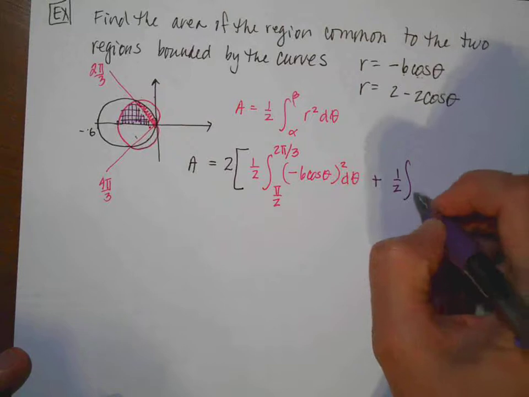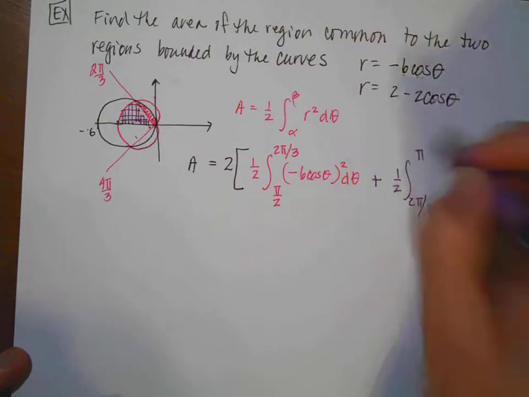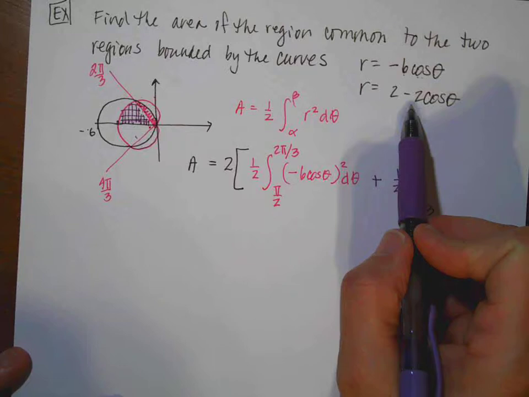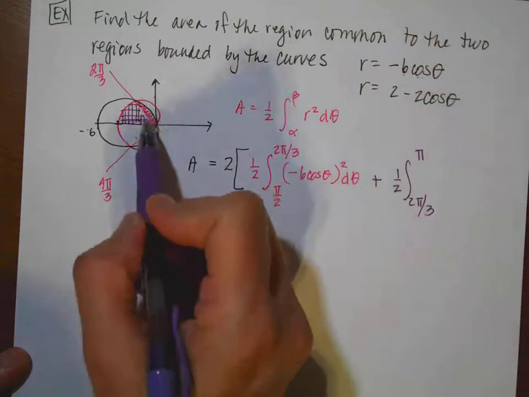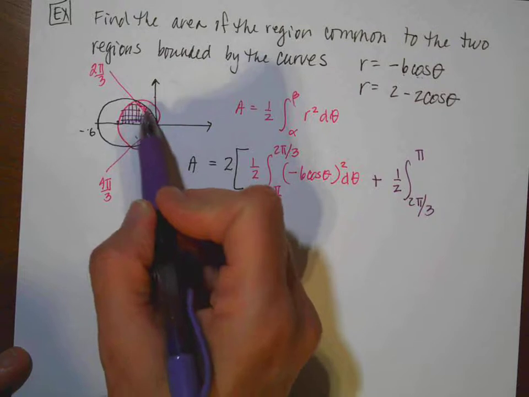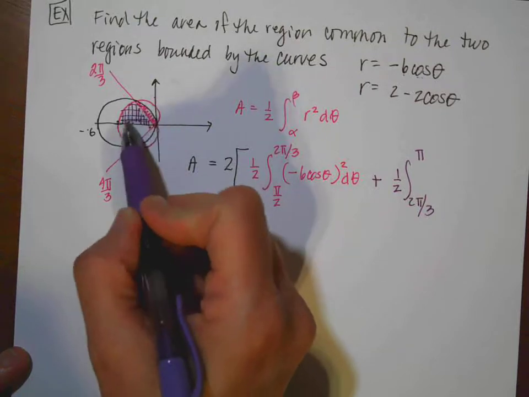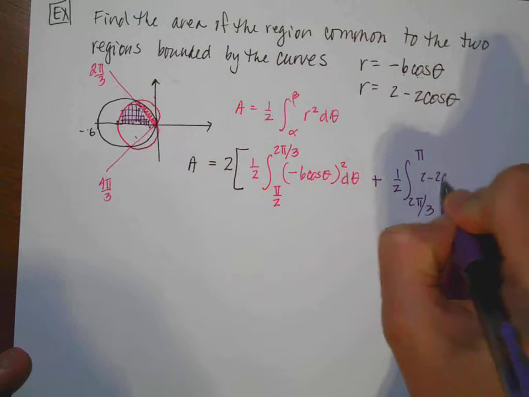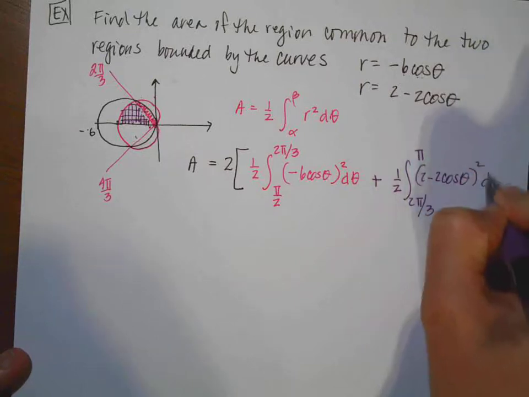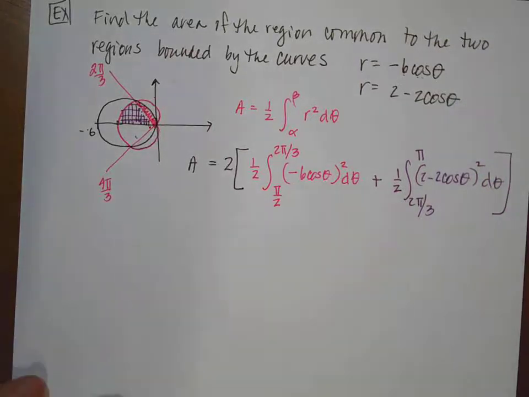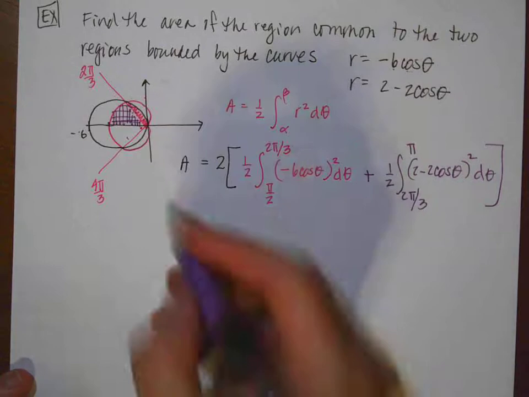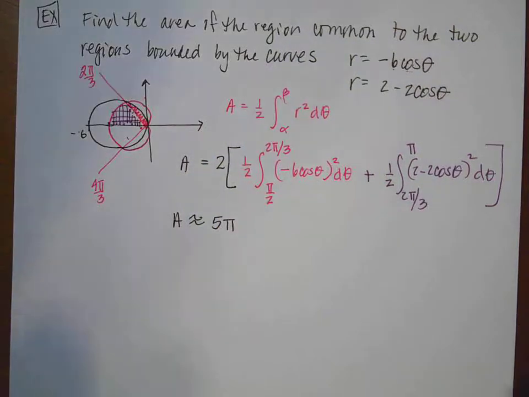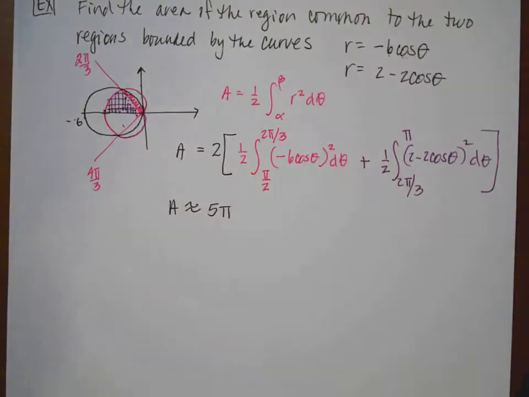And then the rest of it plus, and then I'm going to have 1/2 the integral from 2 pi over 3 to pi. This little slice is determined by the cardioid, okay? So the purple is going to be part of the cardioid. This was bound by the circle and the radial line. This part is bound by the cardioid and the radial line. So this one's going to be the 2 minus 2 cosine theta quantity squared d theta, okay? And at this point, we're going to say hallelujah because we have access to a grapher, and we're going to write down that our area is approximately equal to 5 pi.